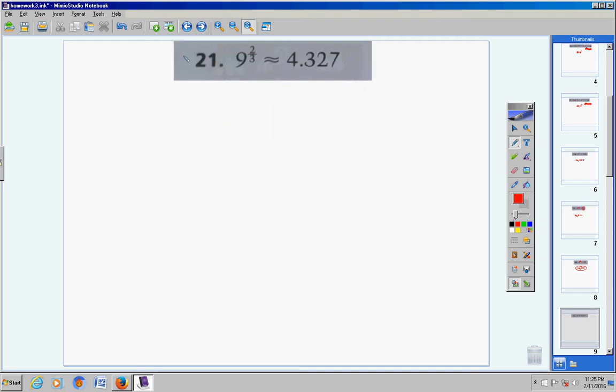Number 21. Okay, we're going to write that logarithmically, so there's my log. My base is 9, so we'll put a 9 here. This number right here all by itself is your argument, 4.327, and your exponent is what the entire logarithm equals. So the log base 9 of 4.327 equals 2/3.